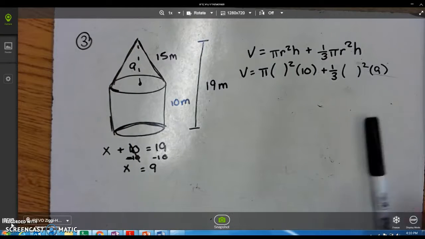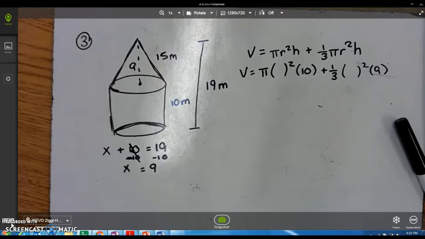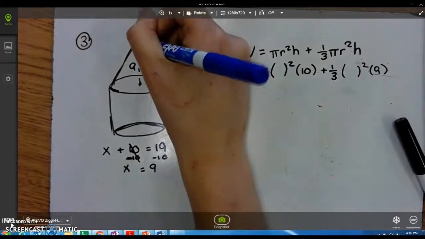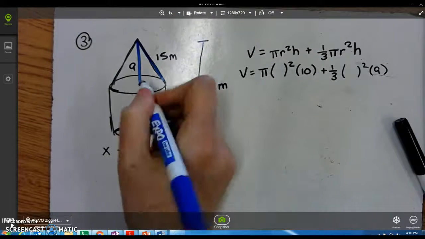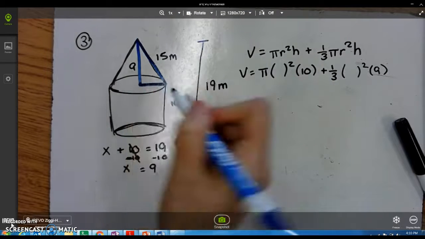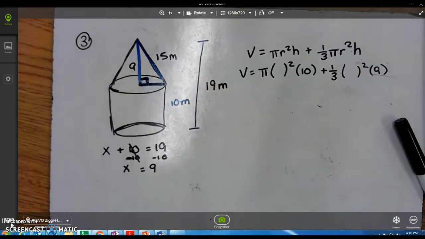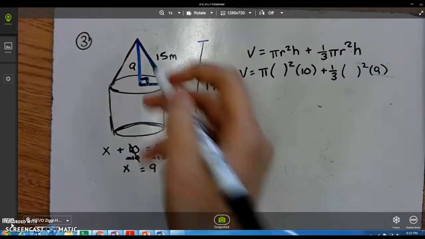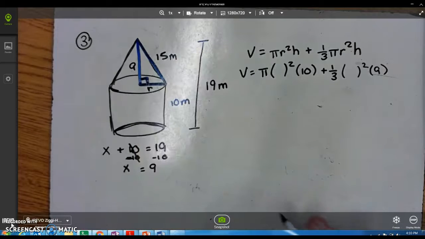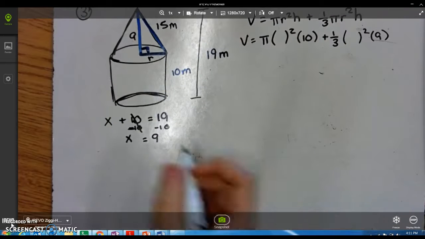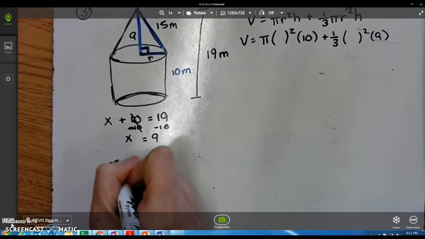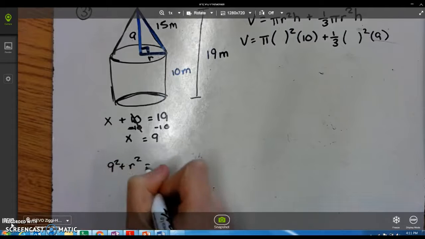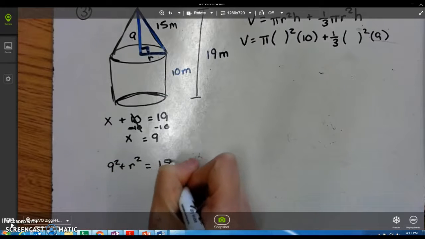Hopefully you can see the triangle that's in there. There's a height here and a slant height here. So there's a right triangle right here, which means I can find this radius by using the Pythagorean theorem. So let's plug that in. So 9 squared plus r squared is equal to 15 squared.